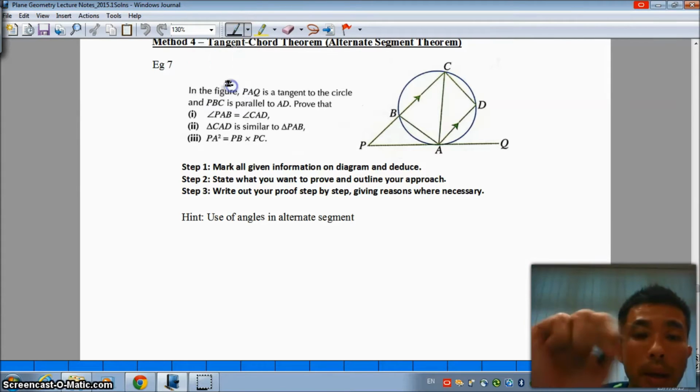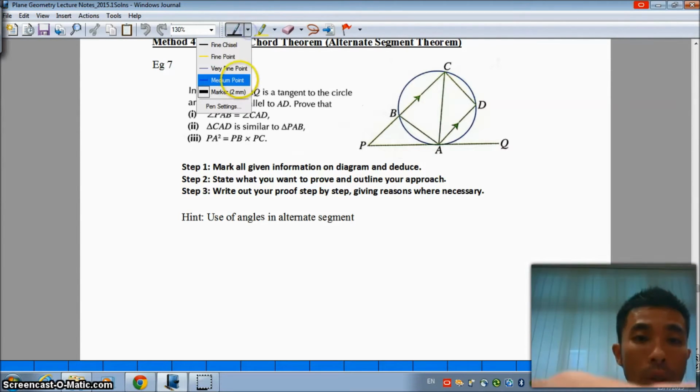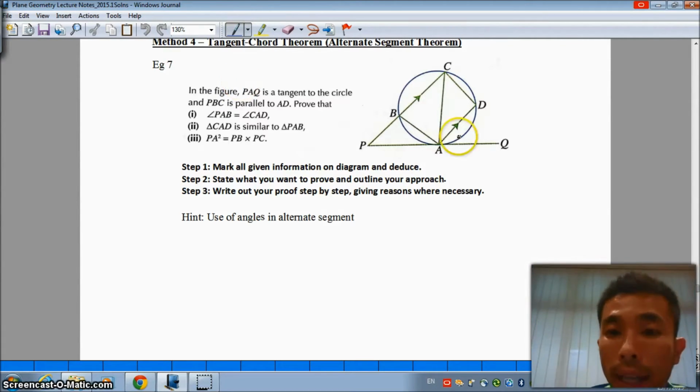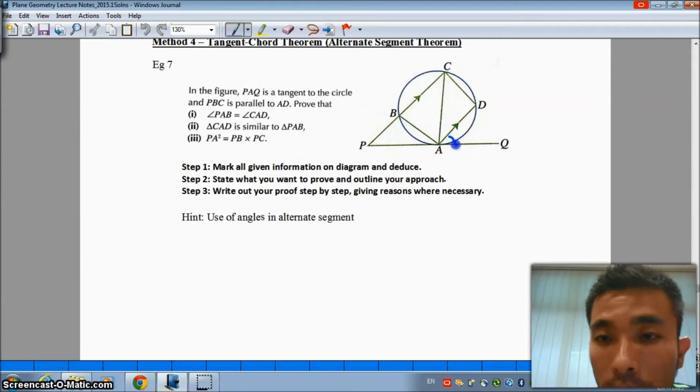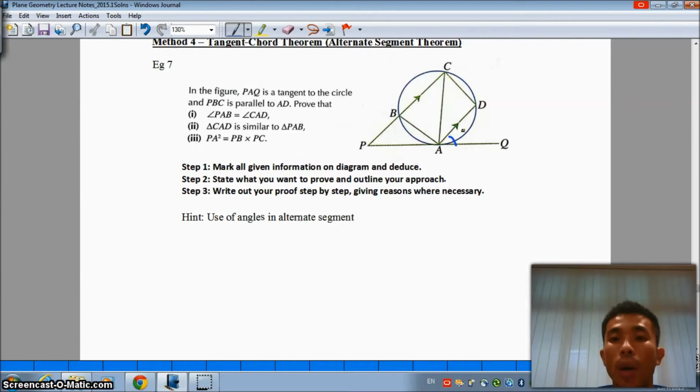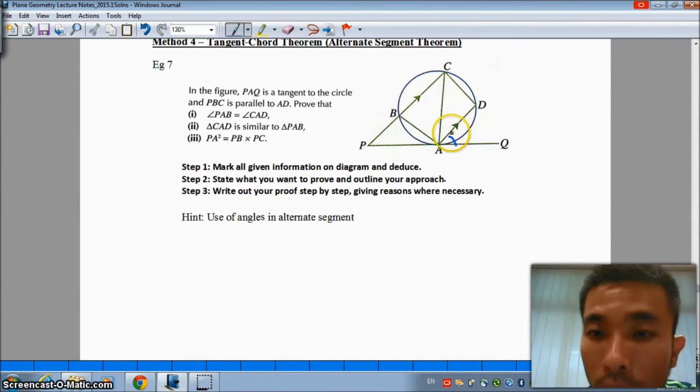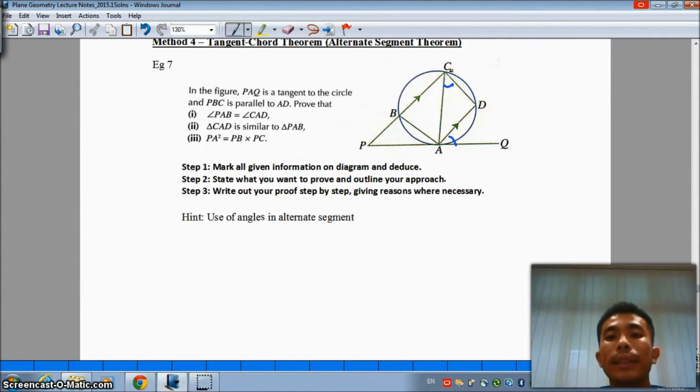I'm going to plug in whatever is going to be useful for me first. There is an angle subtended over here, DAQ. The triangle inscribed inside the circle is ADC. So if you make use of angle in alternate segment, move along the same line, skip the first angle, this angle ACD will be equal to angle DAQ.